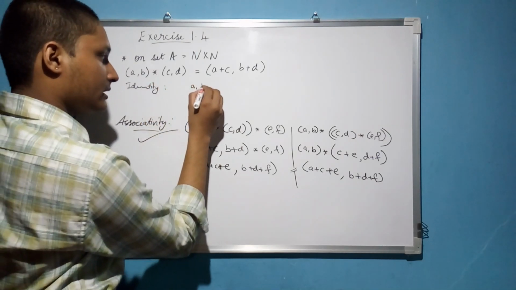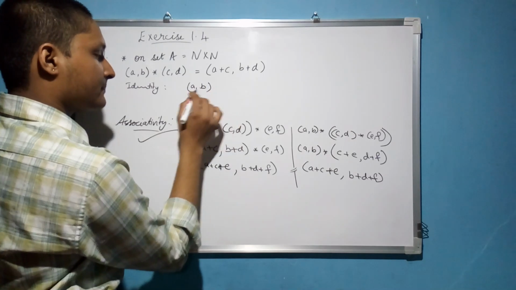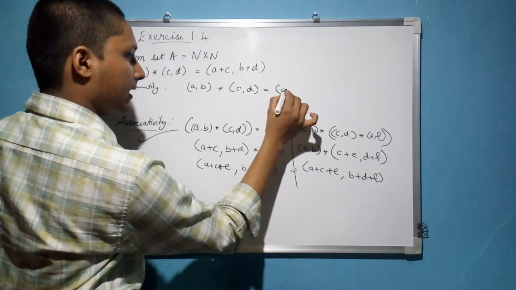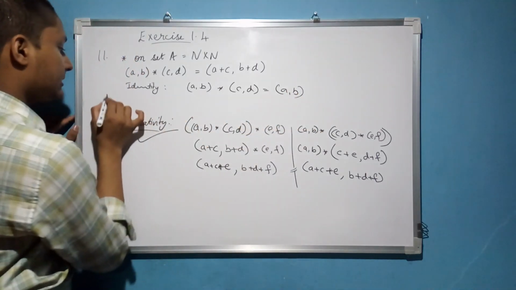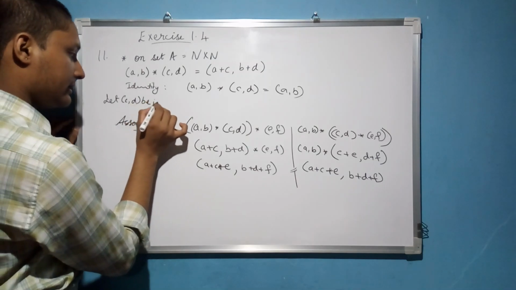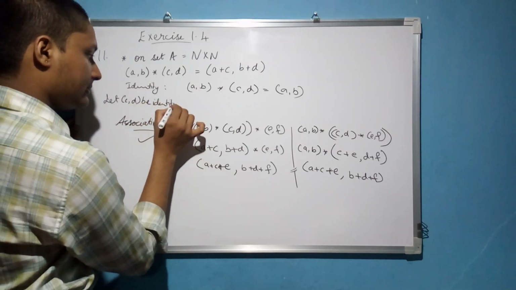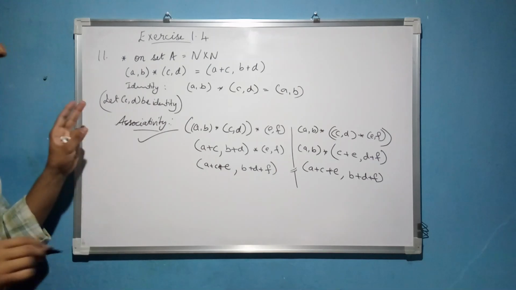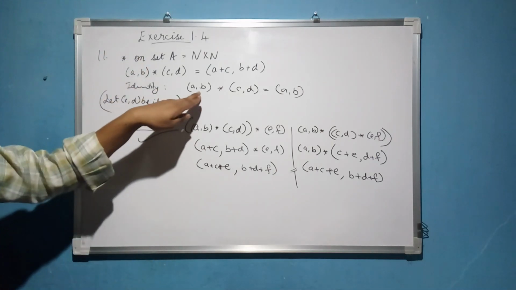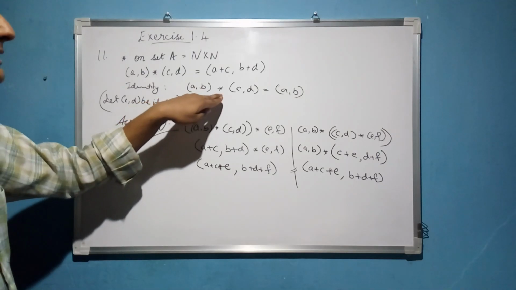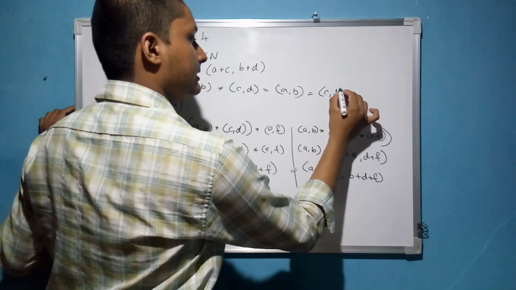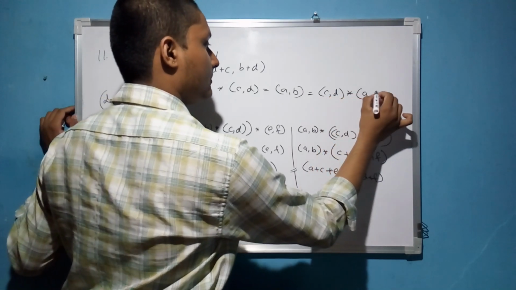So it should be (a, b) star (c, d) is equal to (a, b). I am considering (c, d) to be the identity element. This is one step I need to write first here. After writing that, I can write the statement that (a, b) star (c, d) is equal to (a, b), that is equal to (c, d) star (a, b).